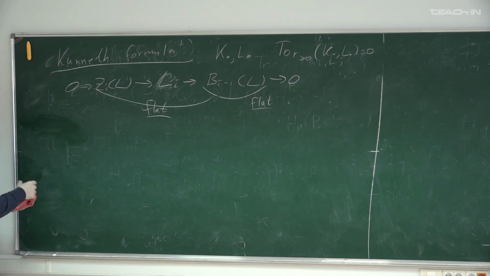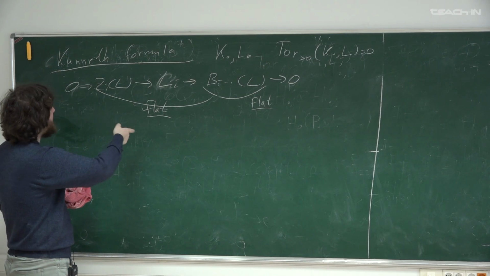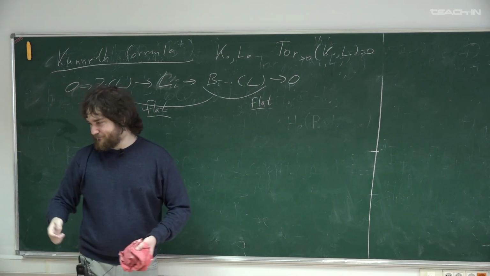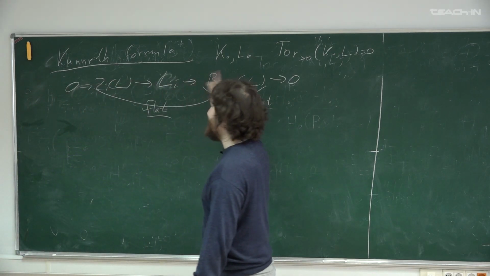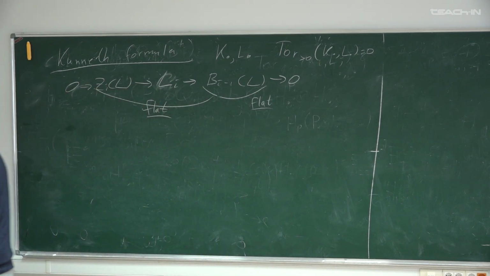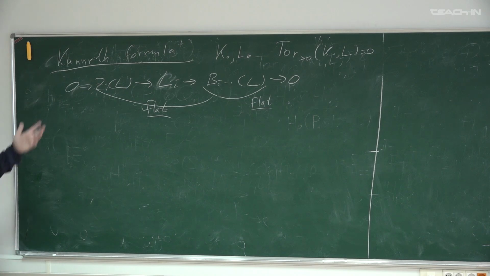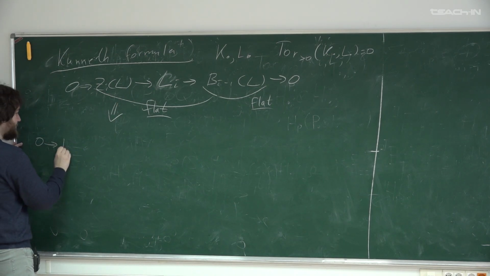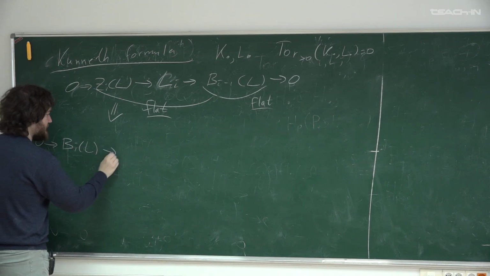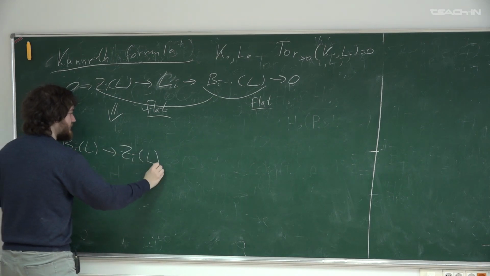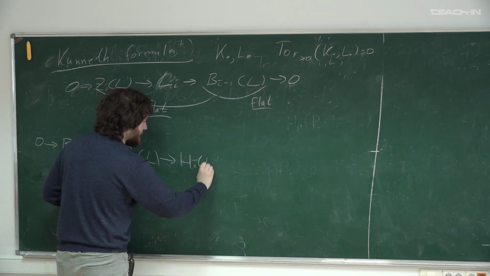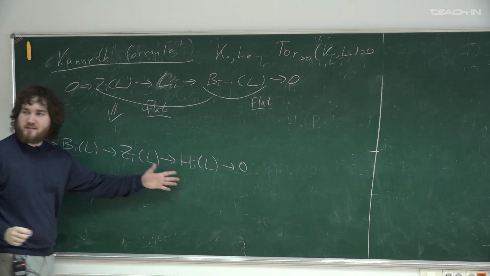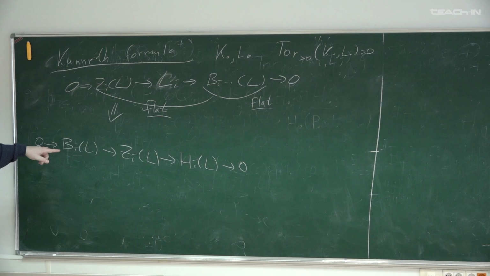My assumption is that my modules are flat, my cycles are flat, and my boundaries are flat. The boundaries are less trivial because it's a quotient. But okay, if this is true, then this thing is a flat resolution of homology of length 2.